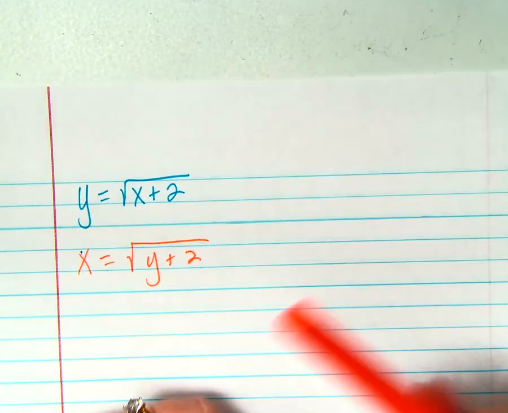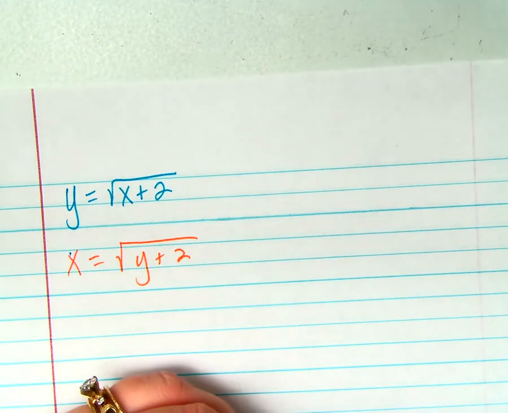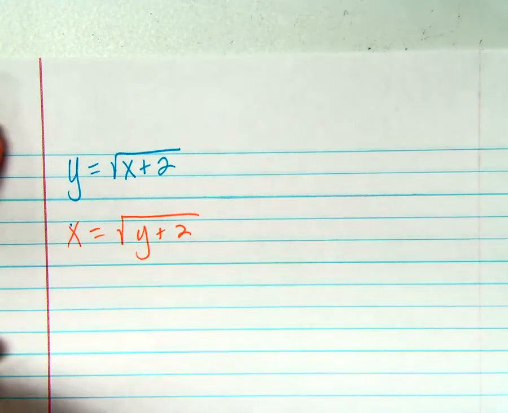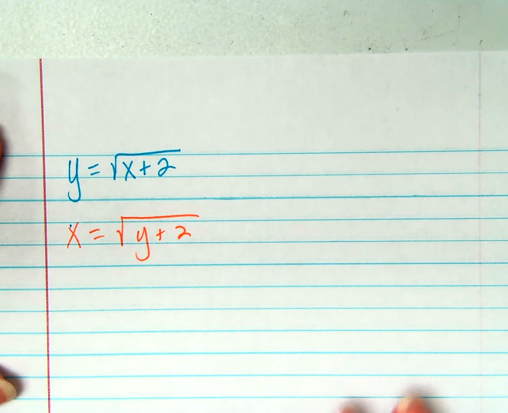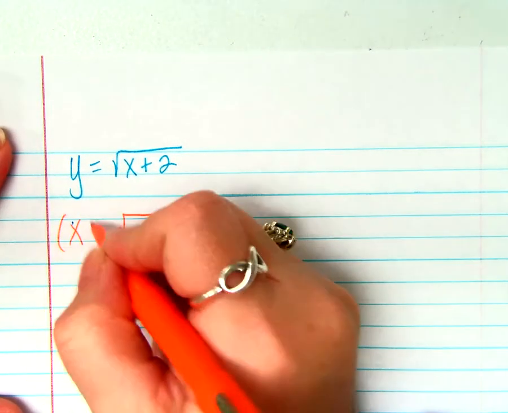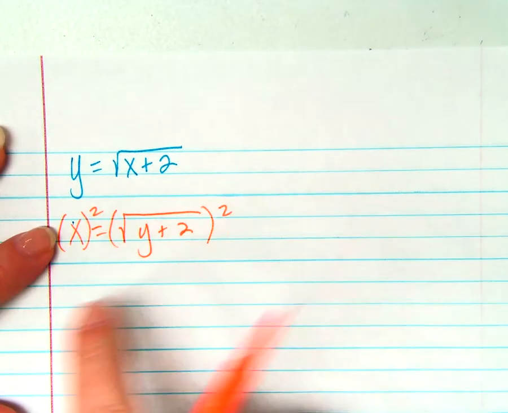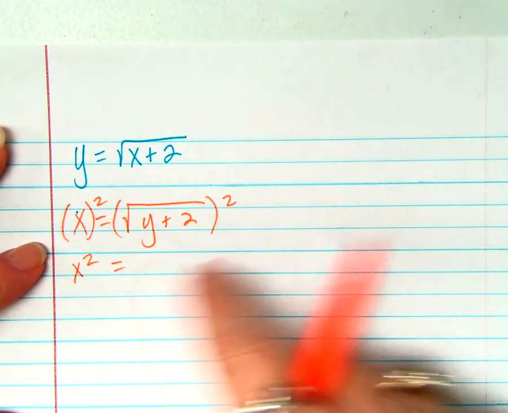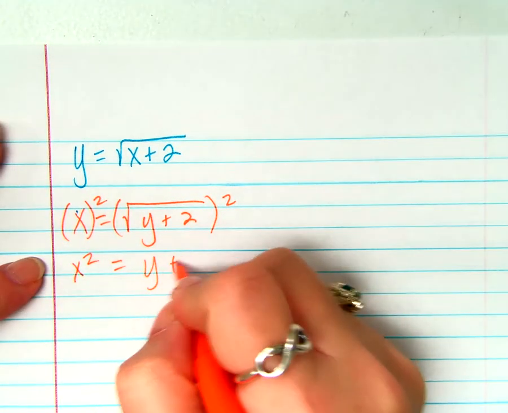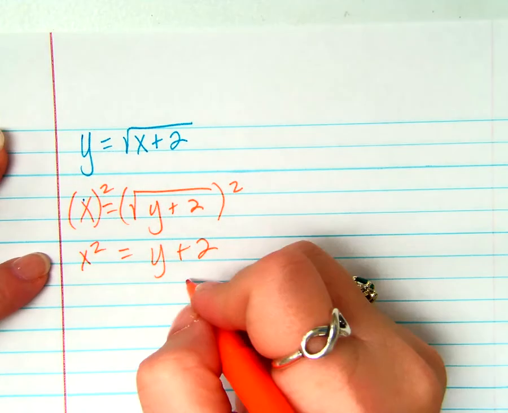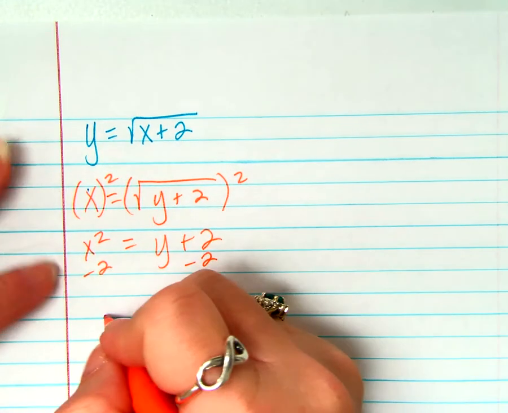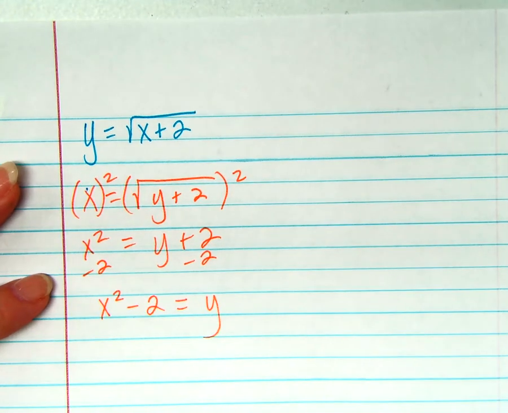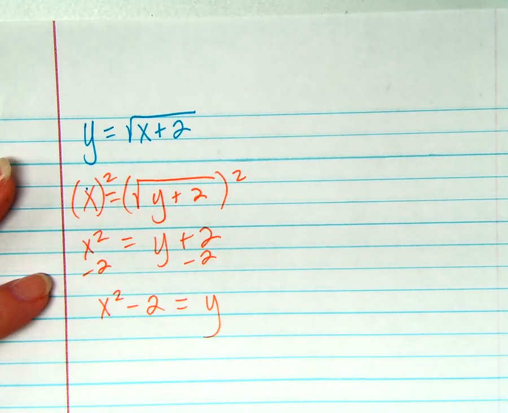Right? How do I solve for y? Yeah, if we'd never done square root problems before, would you have known what to do? No. Probably not, right? So if I square both sides, what do I end up with on the left-hand side? X squared. What do I end up on the right-hand side? Y plus 2. How do I solve for y? Perfect. Subtract 2. X squared minus 2 equals y. Done. Boom.